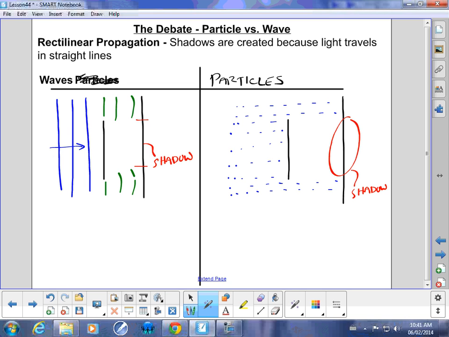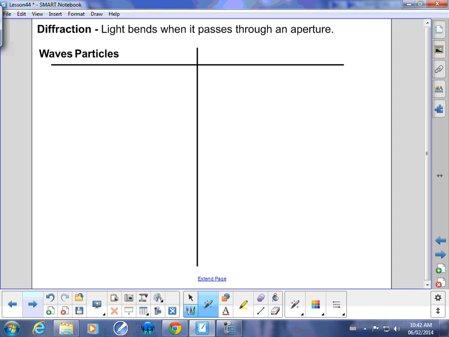So we see here, to start off with, the debate in this particular topic is kind of sort of balanced, because one is equally believable as the next. So next we move on to diffraction, and that is the concept that light bends when it passes through an aperture. So particles.